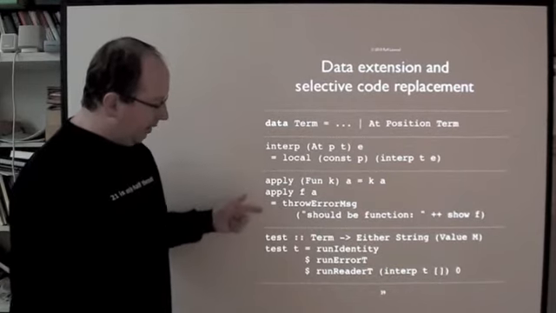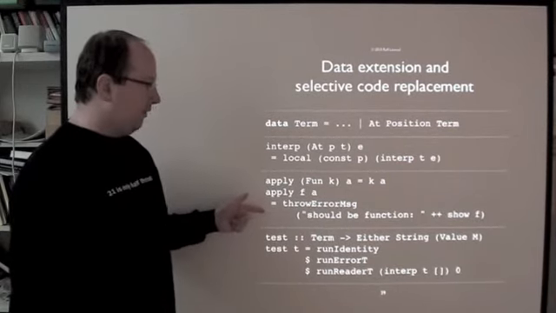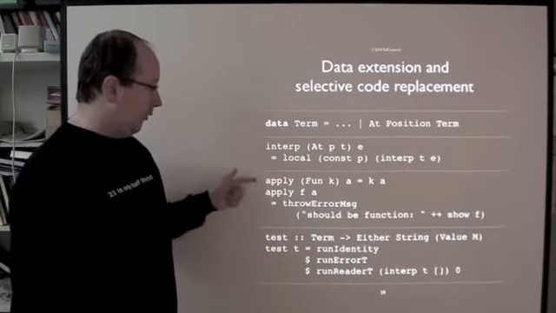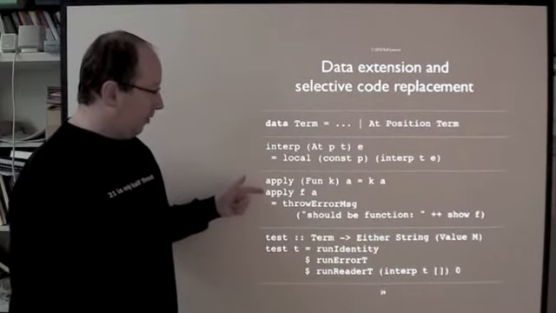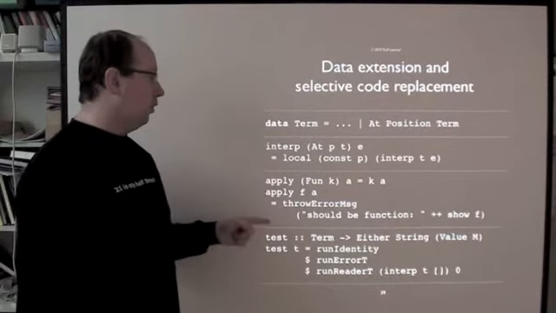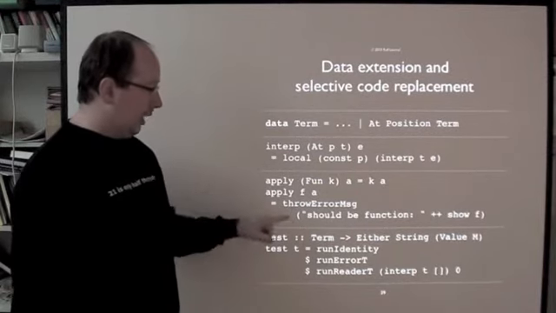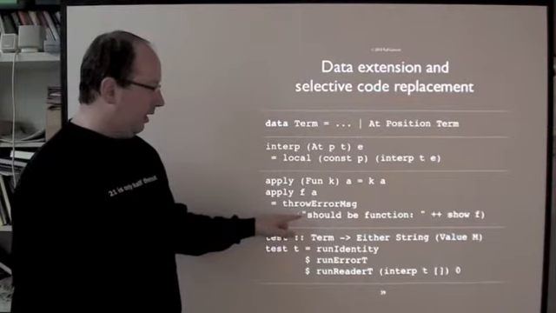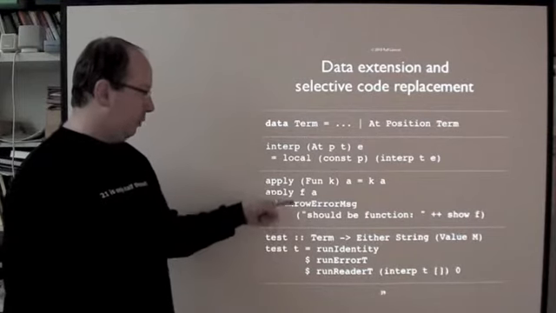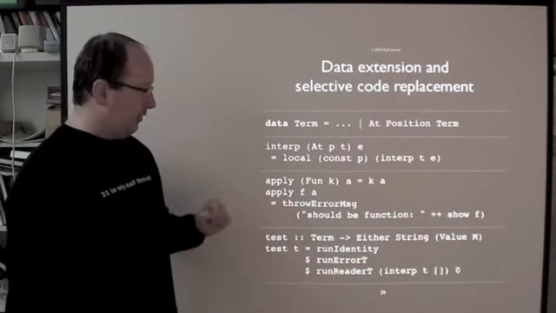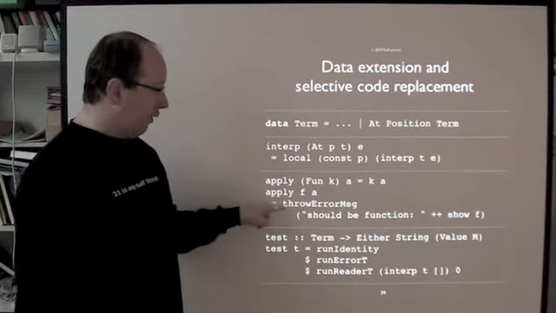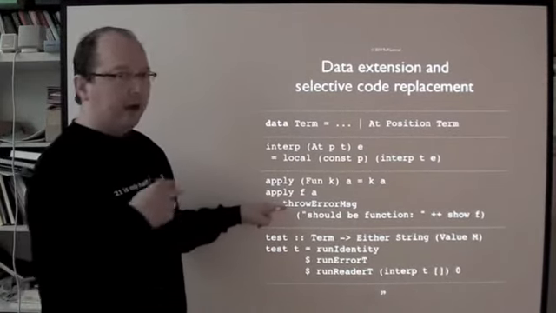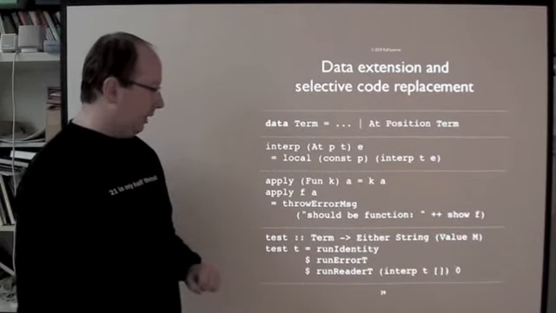Okay, and then for example, when we do function application, for the case that we don't have a suitable value at hand, we throw an error message. And so we say, okay, this should be a function. And what should be a function? Well, this guy here should be a function, but it isn't. And then because of how throw error message is defined, it also adds position information.